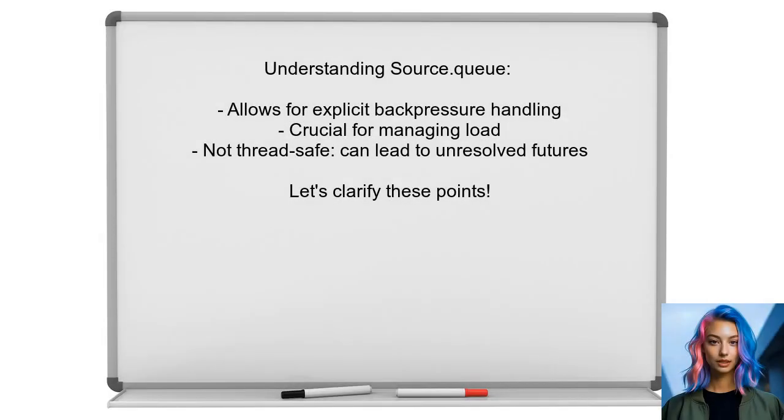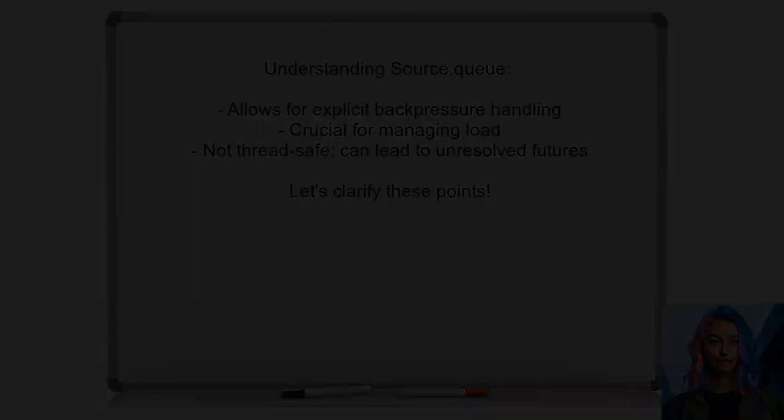So, what do we need to know about source.queue? First, it allows for explicit backpressure handling, which is crucial for managing load. However, it's important to note that the queue is not thread safe, which can lead to unresolved futures if not handled properly. Let's clarify these points.